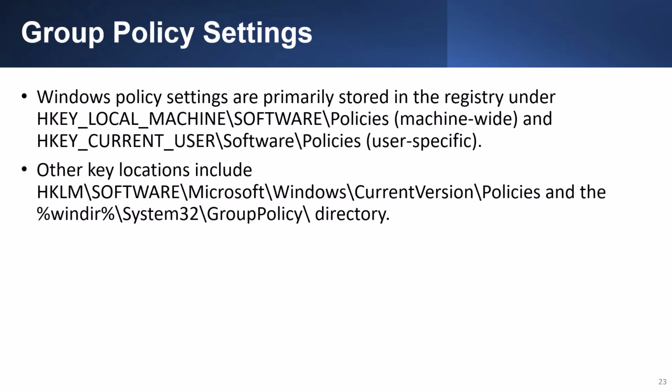Windows policy settings are primarily stored in the registry under HKEY_LOCAL_MACHINE\SOFTWARE\Policies, which are machine-wide, and HKEY_CURRENT_USER\SOFTWARE\Policies, which is user-specific. Other key locations include HKLM\SOFTWARE\Microsoft\Windows\CurrentVersion\Policies, and the System32 Group Policy directory.